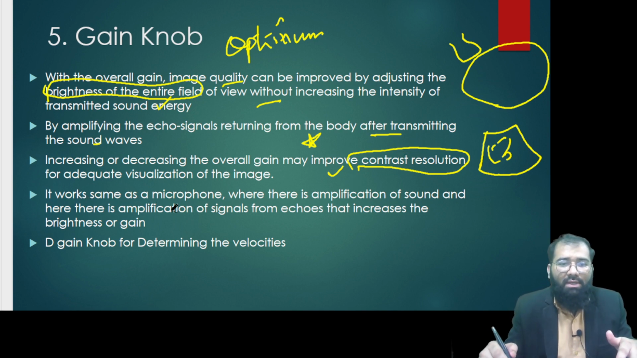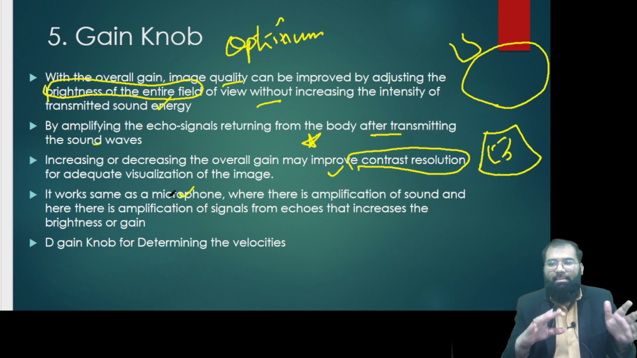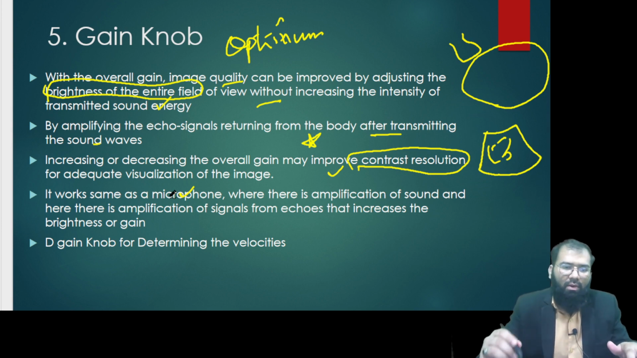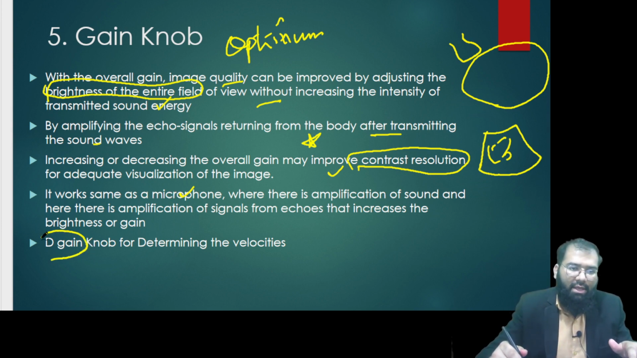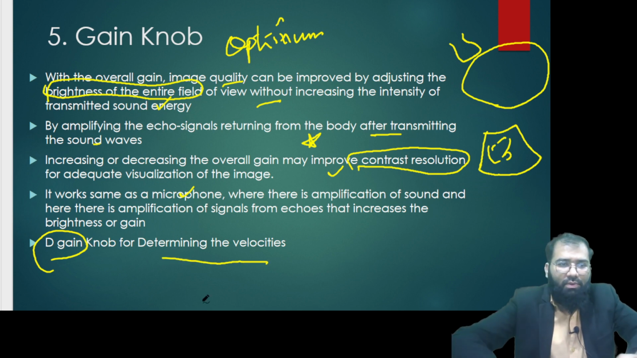It works just like a microphone, how you adjust the sound. There is amplification of sound and signals. This works with brightness. Now there is a Doppler gain or D gain knob, which helps for determining the velocities. I'll show you examples of both of these.